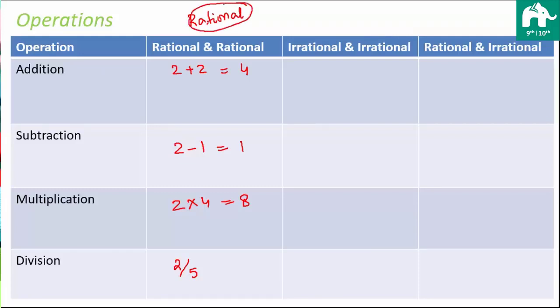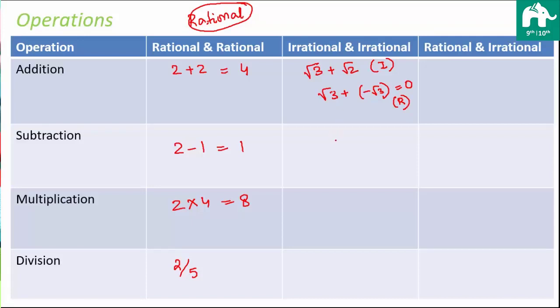Right? Now what happens when we perform these operations with irrational numbers? Let's say addition. Now in case of addition, let's say root over 3 plus root over 2. If we add them, what do we get? We get irrational number, right? But if we add root over 3 plus minus root over 3, if we add these two, what do we get? We get 0. And 0 is a rational number, correct? So in this case, it is a rational number. That means for addition, sometimes it may be rational, sometimes it may be irrational.